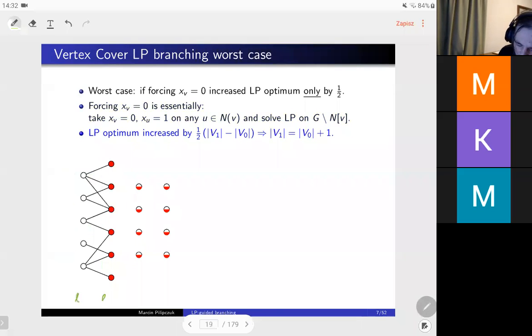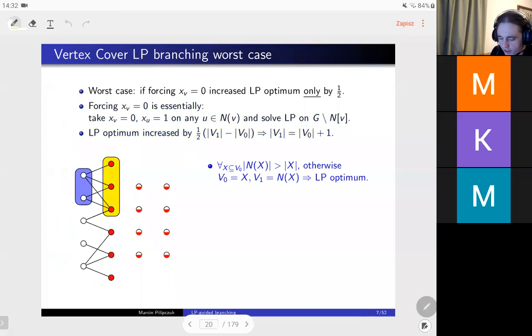Now in this picture, there are L guys here and L plus 1 guys here, and we can again repeat our analysis from the vertex cover LP that we had. Let's call this the 0 part, V0. Every guy here needs to have more neighbors than its own set. Every independent set needs to have more neighbors than its own size. Otherwise, you could put zeros here, half 1 here, and half everywhere here, and have another LP optimum. This is like the analysis we had.